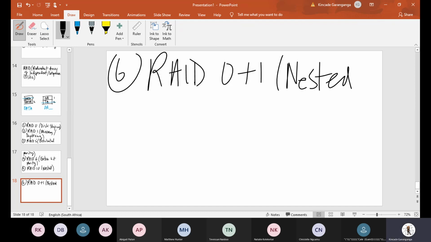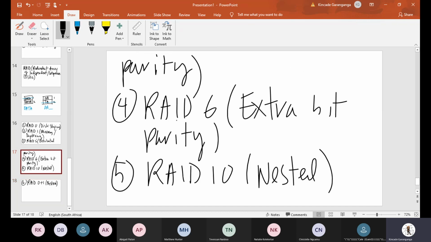Another nested RAID there. So obviously this is dealing with mirrored stripes. The other one is striped mirrors, and the other one is dealing with mirrored stripes. As far as your setup is concerned, just a combination of both RAID 0 and 1, and the other one a combination of both RAID 1 and RAID 0 there. All right.